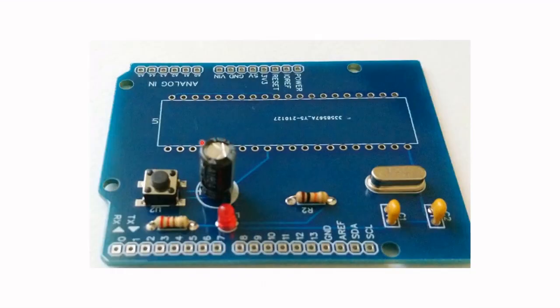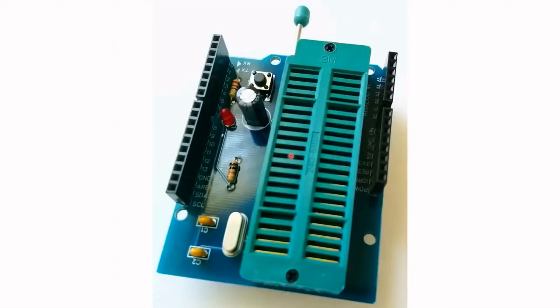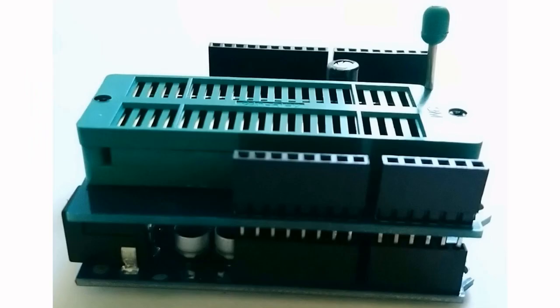Then followed by the electrolytic capacitor, and then the female header pins here, and finally the zip socket. And here's the finished product, the programmer. And what I did was to plug this on top of the Arduino Uno. And here's the picture of the complete programmer with the programmer shield sitting on top of the Arduino Uno.